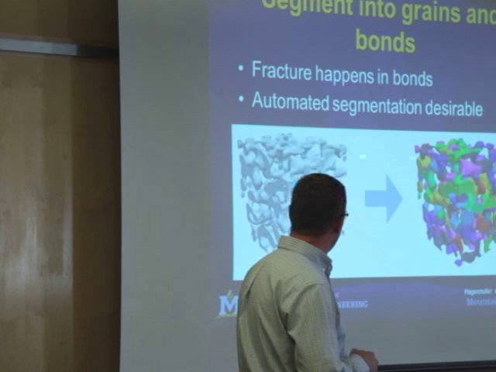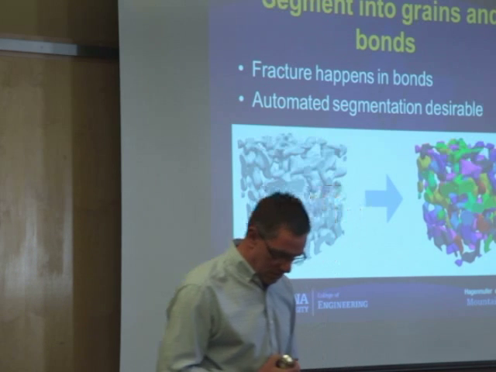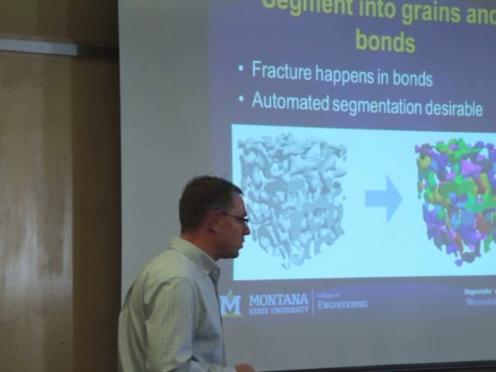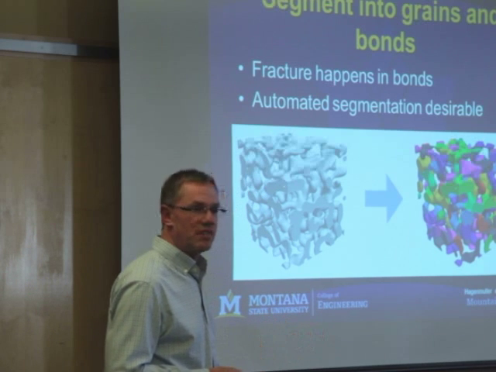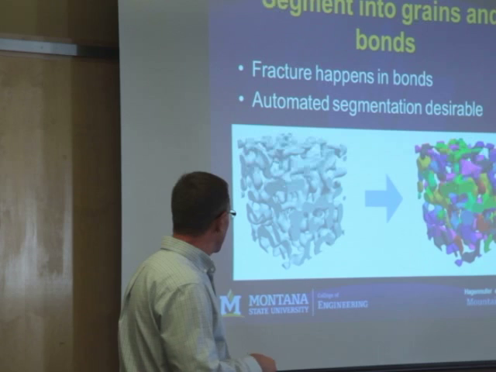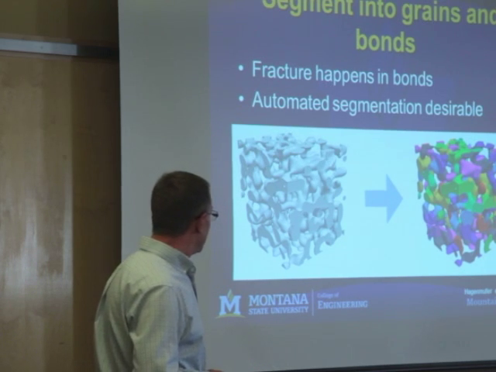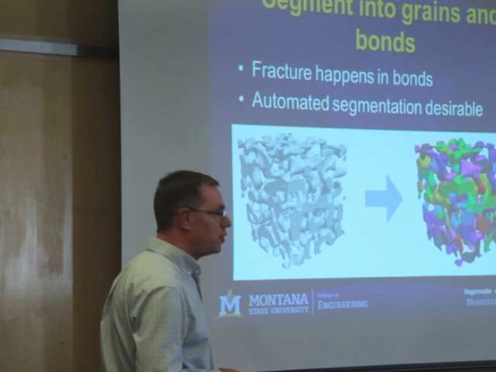Okay. This picture, actually, I found this. I was out in Davos last summer at a conference, and this is from Hagenmuller. The French are working on this too. There's a lot of interest in how do you go from something like this and put it into something where you identify what's a grain and a bond. And so we're interested in doing that.